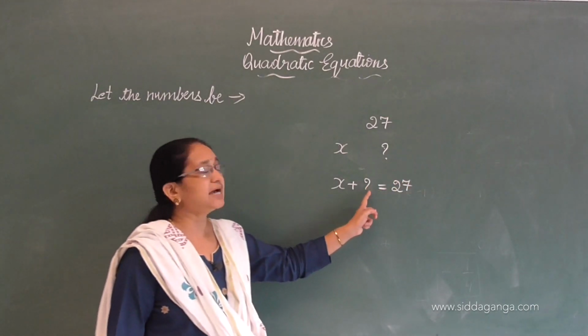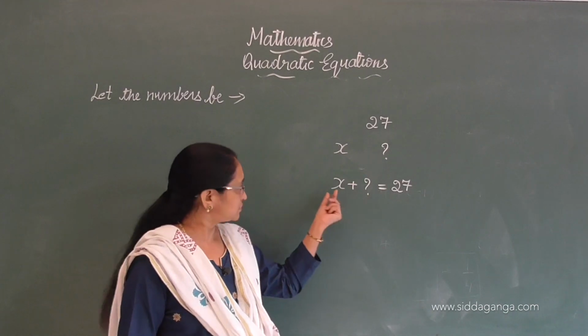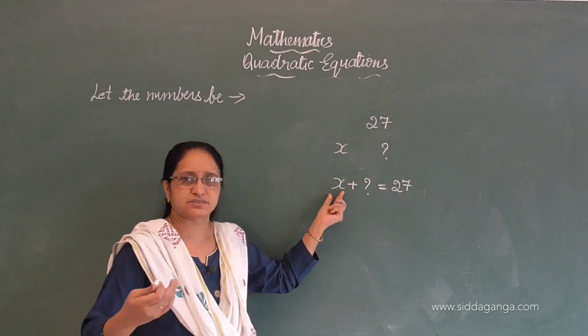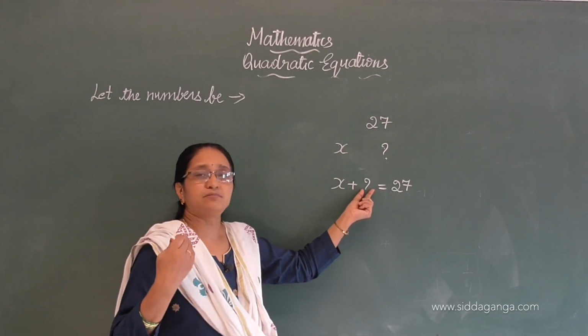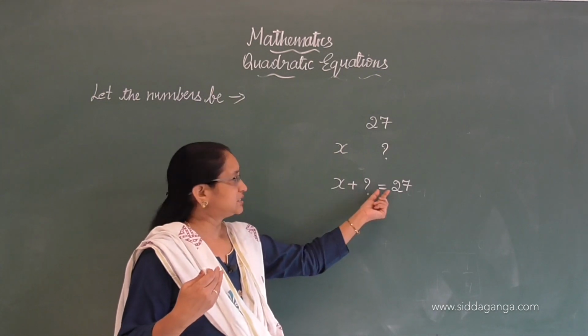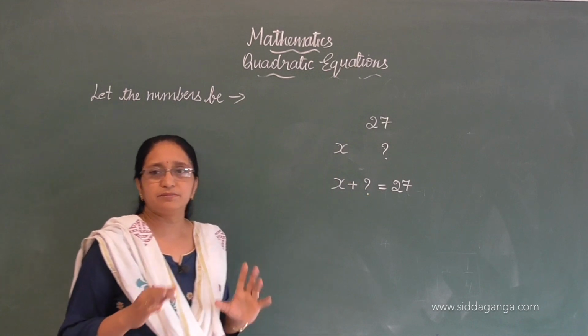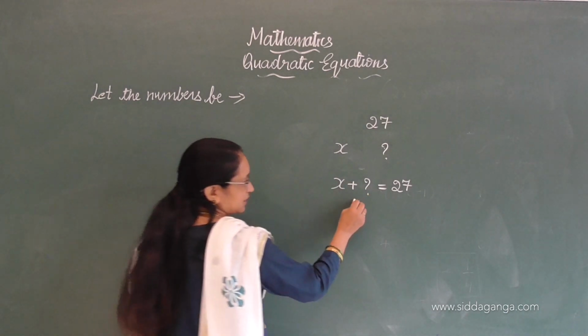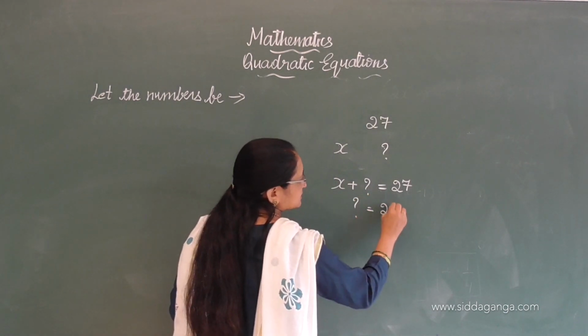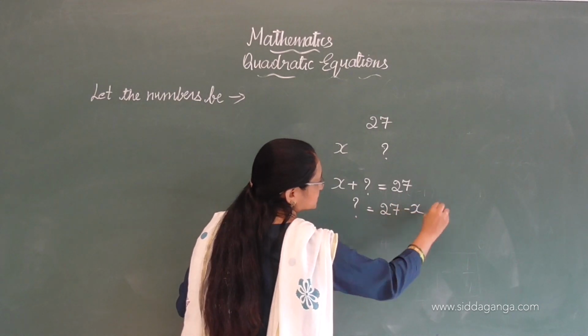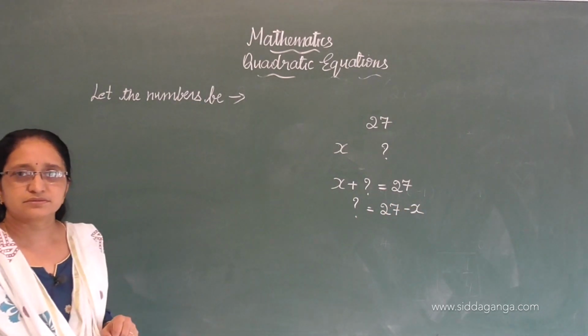X plus dash, we don't know the other number, we don't know this also, but I have taken it as x. The second number we don't know, is equal to 27. So how to find out the second number, you tell me? See, this question mark, let it be here, 27 minus x. Do you agree with this?